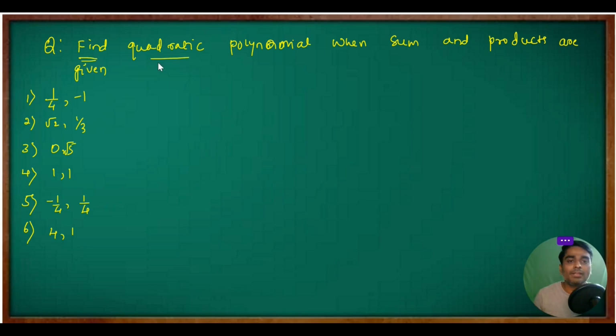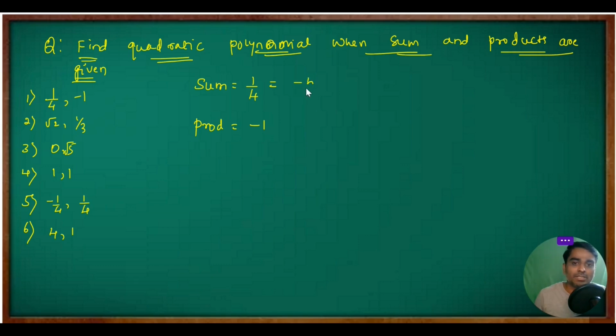Let's take this. What we have to do here is find the quadratic polynomial when sum and products are given. That means the first number is your sum. What is the sum here? 1 by 4. And what is product here? Product is minus 1. We know the formula for that, the relationship between sum and coefficients. So this is minus b by a and this is C by a.